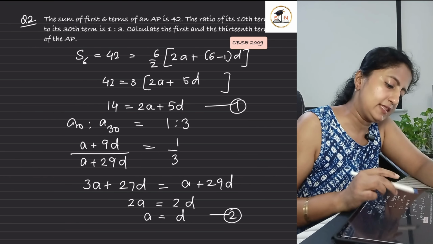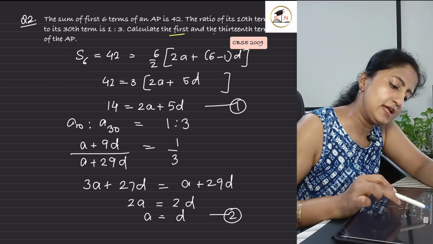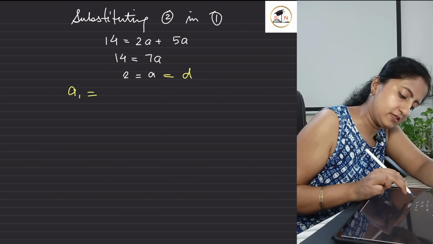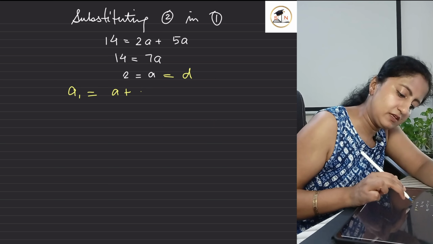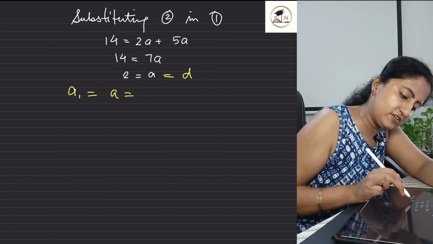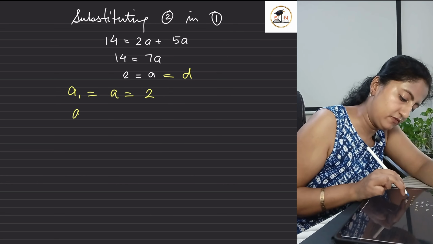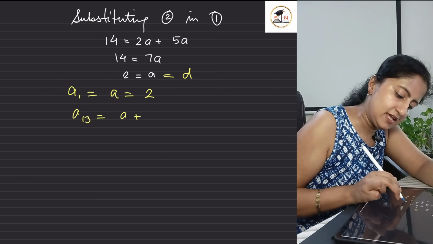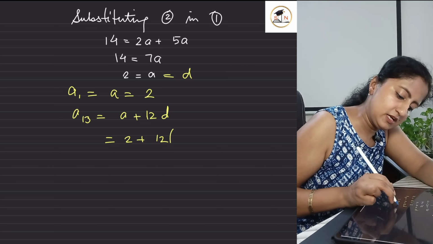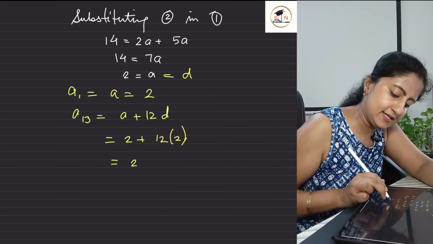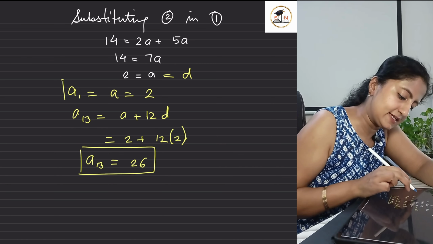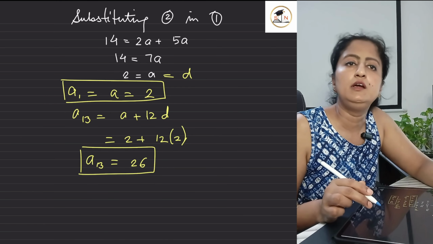Now what they had asked? They had asked, calculate the first and the 13th term of the AP. So that is first term A, and what is A? Okay, this is just A, right? That means the first term comes out to be 2. Now, the 13th term, which is A plus 12D, becomes 2 plus 12 times 2, and hence it comes out to be 26. So A13 comes out to be 26, and the first term comes out to be 2.